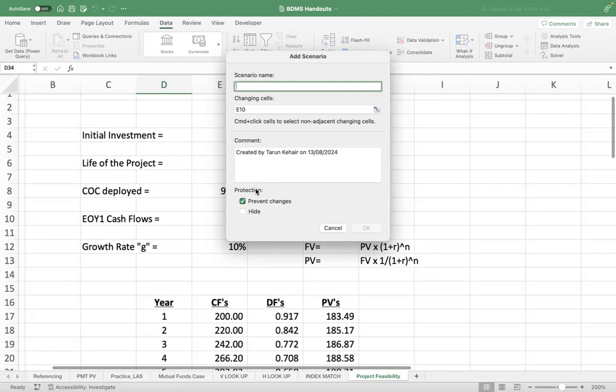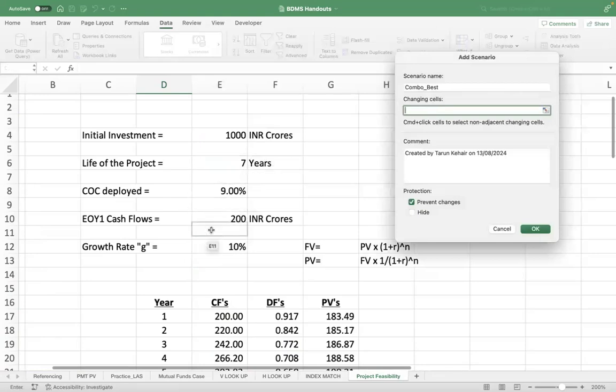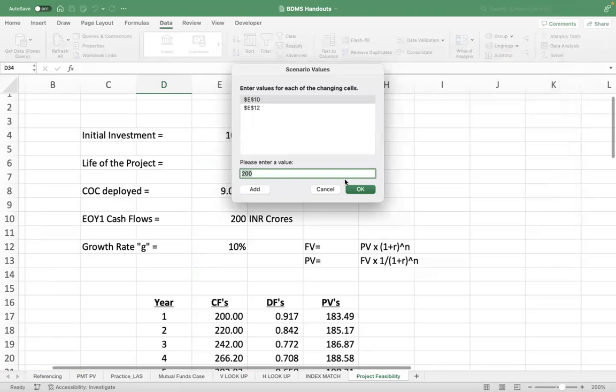What if I want to make a combination best case where I change all the independent variables in one shot? So I can write here combo best case. Here I'm going to change all my independent variables, which is my end of year one cash flow and my growth rate, both together. And I press OK. It will ask for two values: what is my best case for end of year 1, 250; what is my best case for cash flow growth rate, 12%.